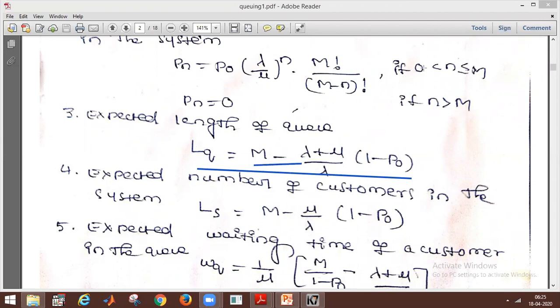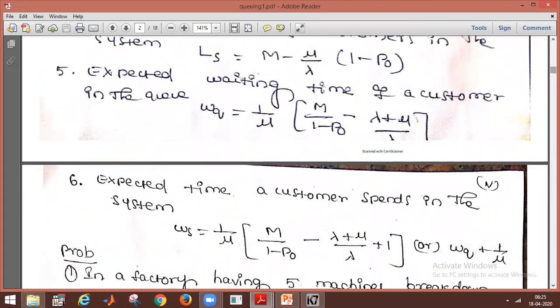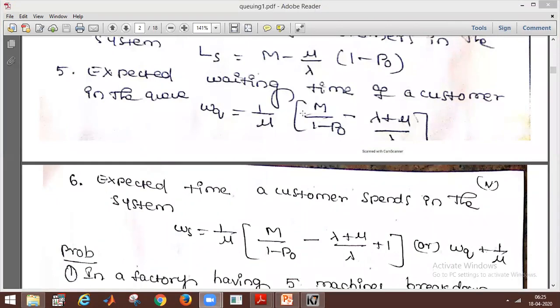Okay, so what is the next formula? The next formula is to calculate the waiting time in the queue, symbolically WQ. The formula is WQ equals 1 by mu into (M by (1 minus P naught) minus (lambda plus mu) by lambda). This is the waiting time in the queue.